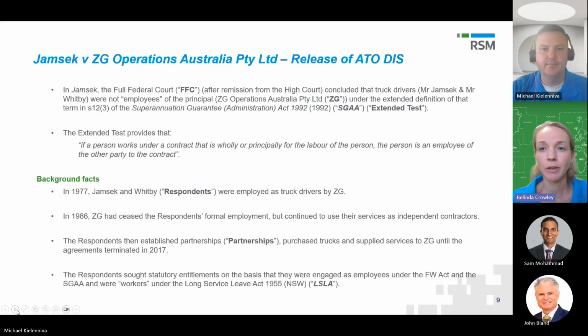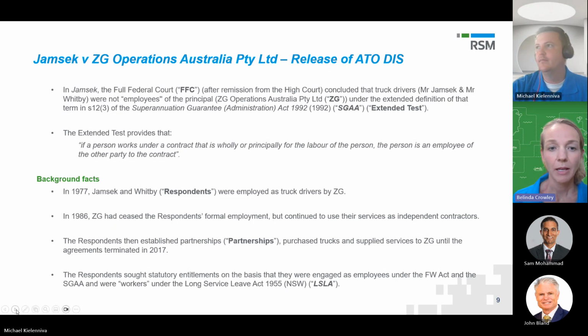JAMSEC's actually a decision of the High Court from last year, but we have had come through in the last quarter the decision impact statement, which is why we're going through it again today. So just as a reminder, the facts there were that there were some individuals and they were engaged as truck drivers. They engaged with ZG operations as contractors. They were, however, originally engaged as employees.